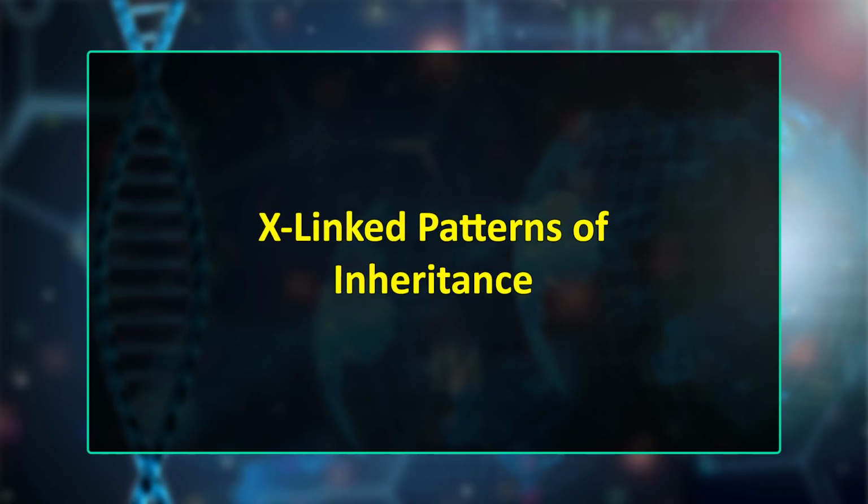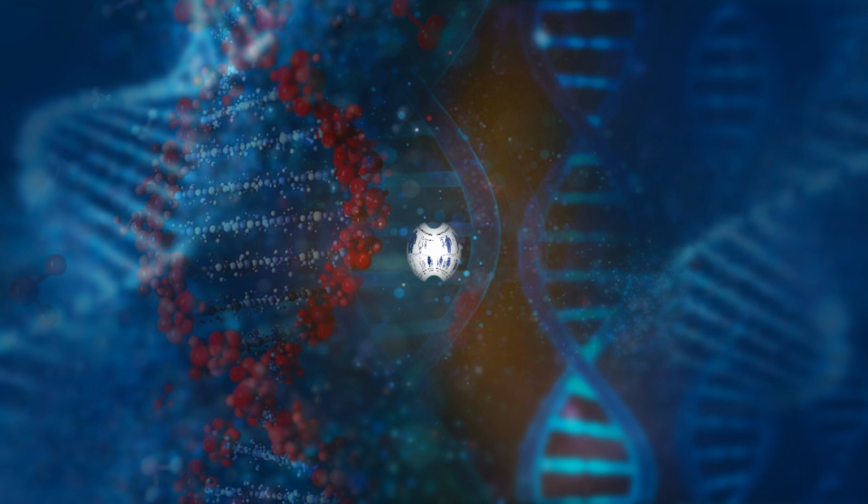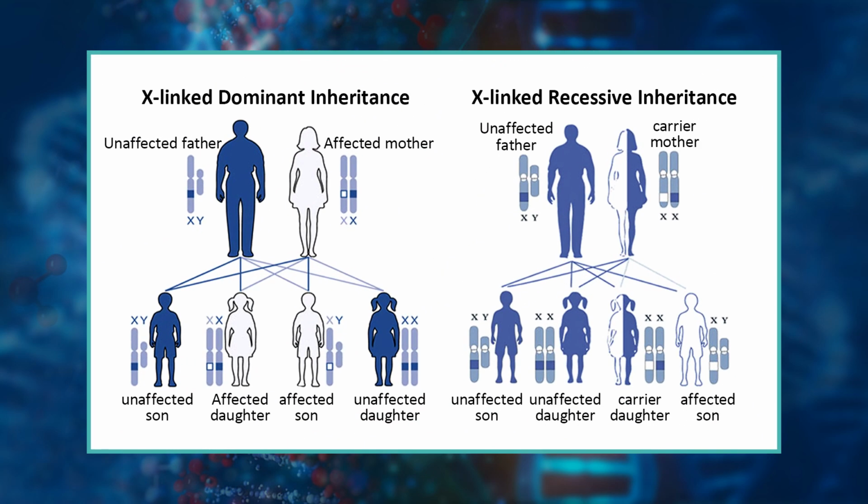Now let us discuss the X-linked patterns of inheritance. An X-linked transmission pattern involves genes located on the X chromosome of the 23rd pair. Recall that a male has one X and one Y chromosome. When a father transmits a Y chromosome, the child is male. When he transmits an X chromosome, the child is female. A mother can transmit only an X chromosome as both her sex chromosomes are X chromosomes.